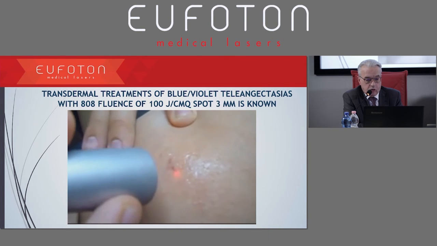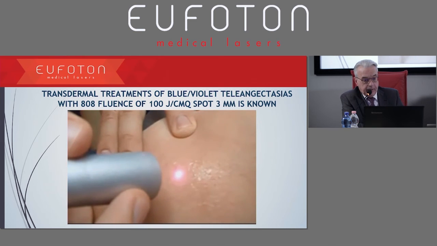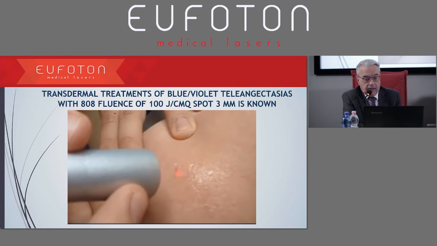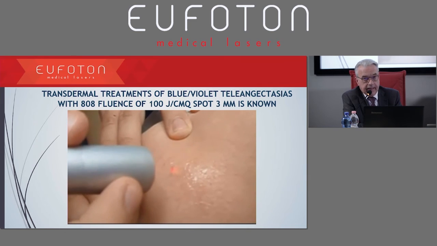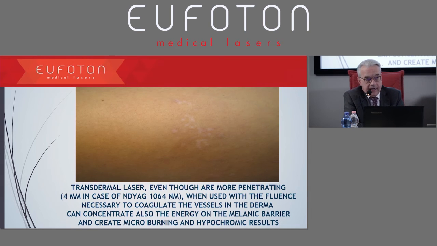This is 808. I just want to underline, you see in the upper part the fluence, 100 joules per square centimeter. It can go deep, 4 millimeters, but the power that we emit is very high, and we risk hypochromies. So we have to pay attention, because of the hypochromies.